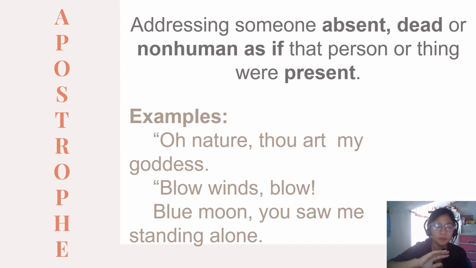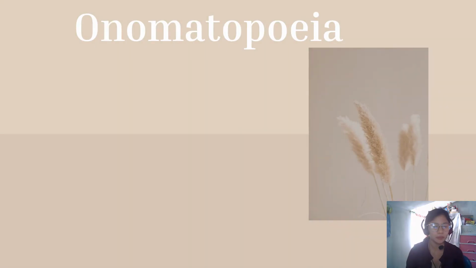Because someone is talking to the blue moon, which is non-human. It is not present. It cannot talk to you. It cannot see you. Okay? So if you are talking to someone absent, or to a dead person, or to one who cannot talk back to you, that is what we call an apostrophe. Again, if you have questions, just comment below.